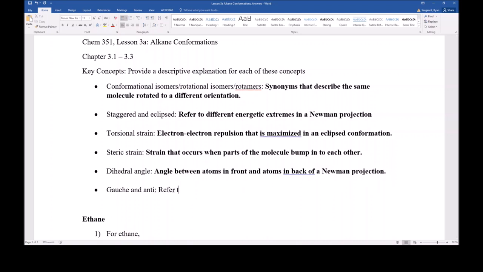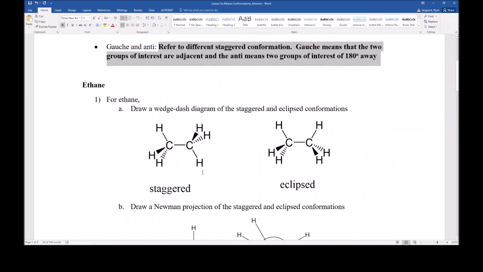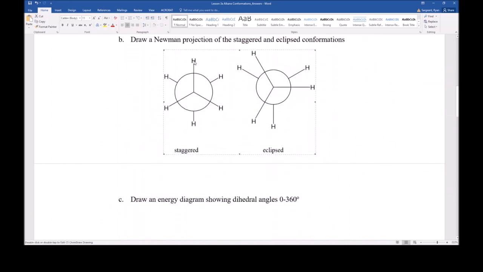Gauche and anti refer to different staggered conformations. And if you remember, gauche means that the two groups of interest are next to each other, kind of adjacent. And anti means that the two groups of interest are 180 degrees away from each other. We've used gauche and anti as absolute terms, but it's fair to say that this hydrogen right here is gauche relative to this hydrogen right there, and it's anti relative to this hydrogen down there.